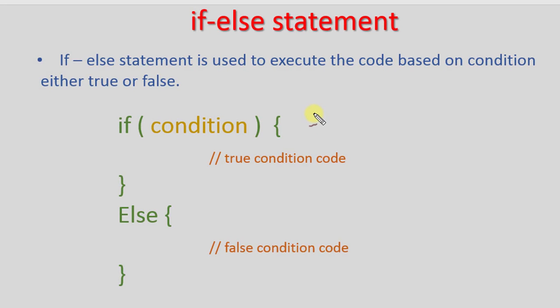Hi everyone, in this video we are going to be talking about the if-else statement in C. The if-else statement is basically used to execute code based on a condition, either true or false.